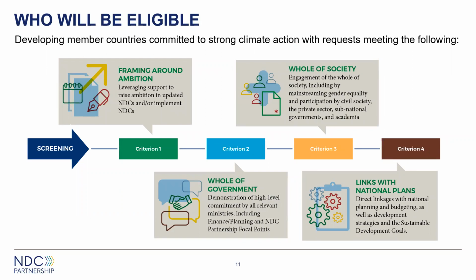So how will countries be eligible to receive support? We are inviting developing member countries to demonstrate their commitment to strong climate action and to demonstrate 4 eligibility criteria. The first one is they need to frame their requests for support around ambition. So they need to leverage support that is being provided through CAP to raise ambition in the update of their NDCs or through the implementation of their NDCs.